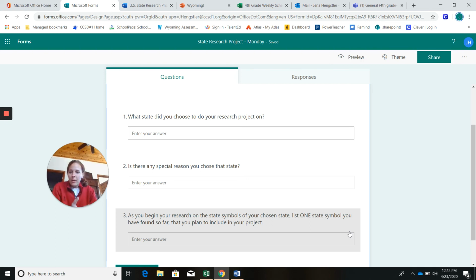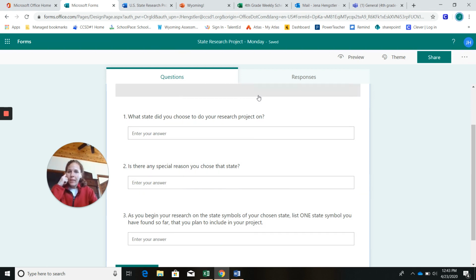So this is your requirements for today. We want to see that you have chosen a state and that you have taken the first step in researching state symbols and can just tell us one. You're going to submit this form to us, and that's going to be your assignment for today. So again, don't even worry about starting on this PowerPoint yet. We're going to talk about that more here in the next couple of days. Just think about these 3 questions right here to get you started for today.